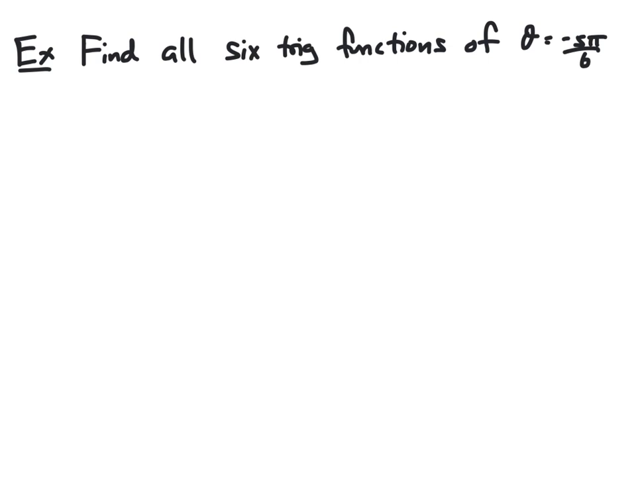In this example, we'd like to find all 6 trig functions for the angle -5 pi over 6 radians. We'll start off by sketching the angle in the plane.